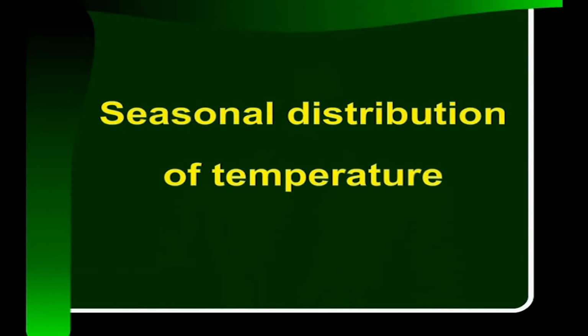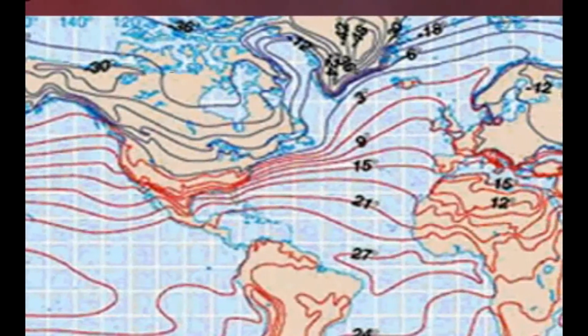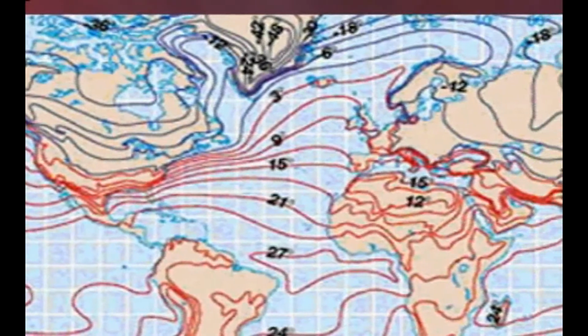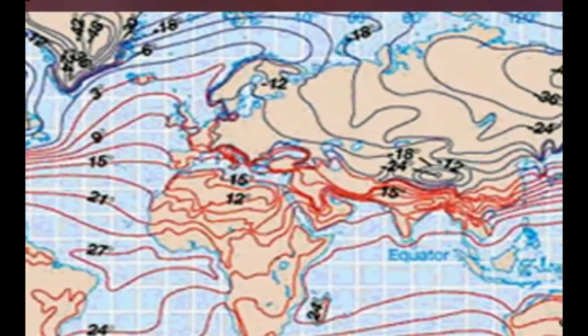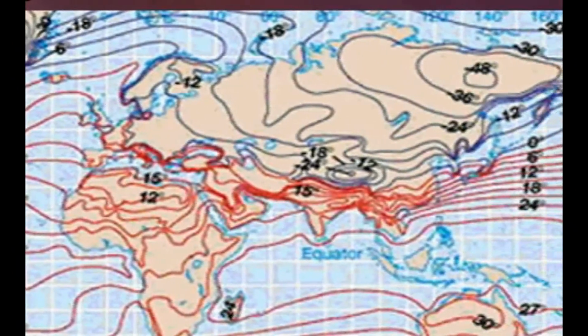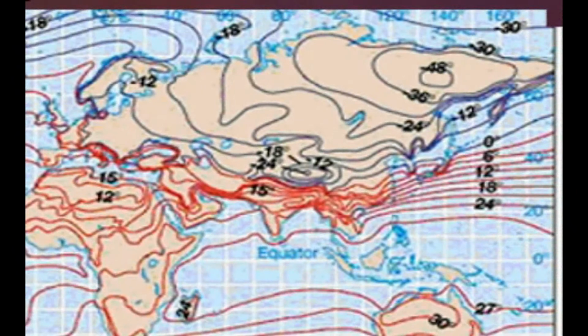Now let us see the seasonal distribution of temperature. Since January and July represent the seasonal extremes, the horizontal distribution of temperature in these 2 months only is described. Distribution of temperature in January. If you look at the January map, it is quite evident that because of the presence of more land surfaces in the northern hemisphere, the isotherms are more regularly and closely spaced.